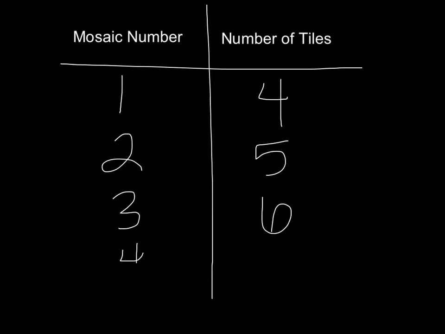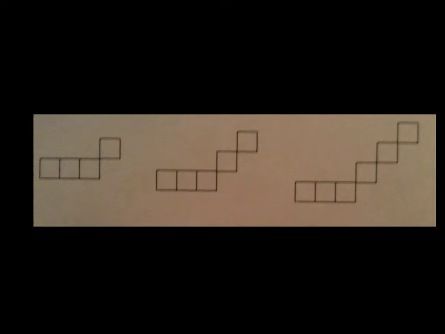I would like you to complete the next 2 mosaic numbers and tell me how many tiles are in those mosaic numbers. Do you see a pattern with the number of tiles? You are adding +1 every time. Is there anything that's constant in this picture? Do you see that there are constantly 3 squares that do not change? I want you to think about that and try to create a rule that would give you the next picture.